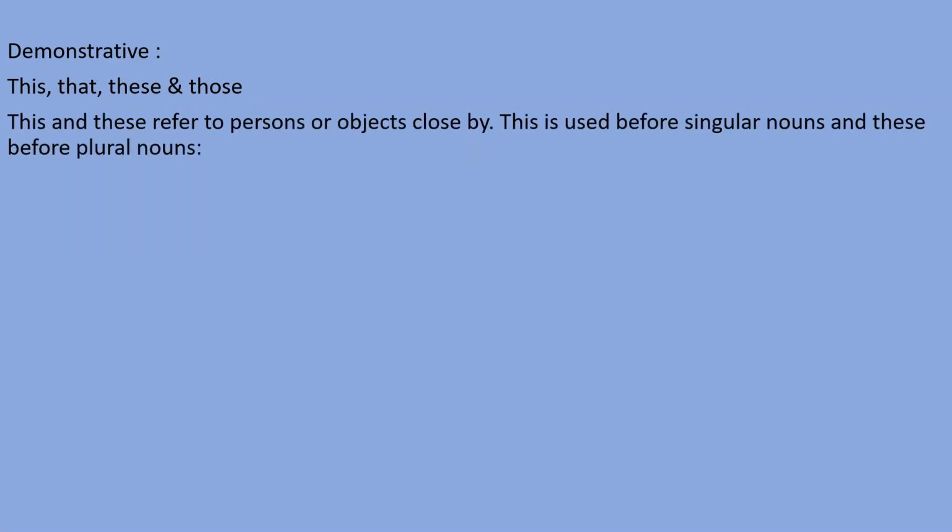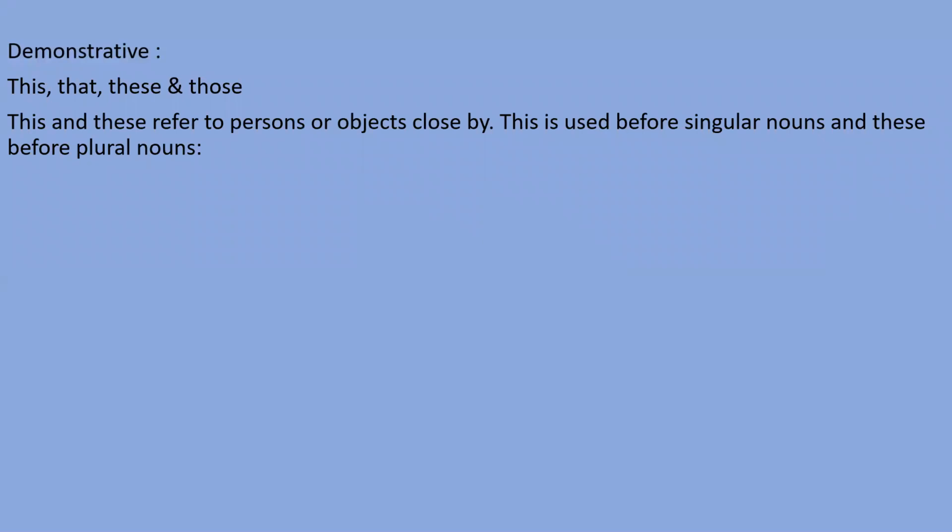So we have come to the demonstrative determiners. Let's understand what the demonstrative determiners are. This, that, these, and those are called the demonstrative determiners. This and these refer to persons or objects close by. This is used before singular nouns and these before plural nouns.